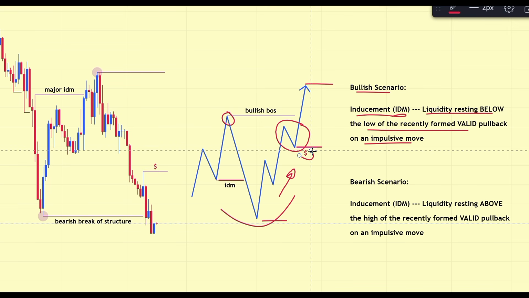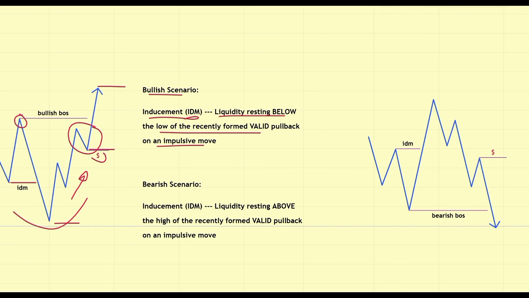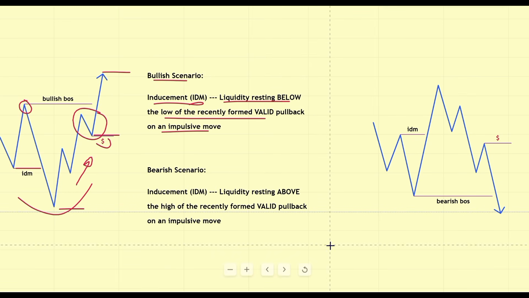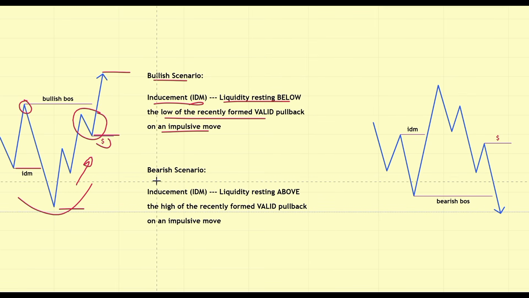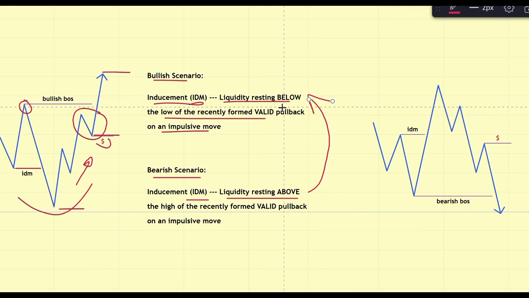So now the real question is, is that a major inducement or a minor inducement? Stick with me because I'll be explaining that later in this video. So what about in a bearish scenario? Alright, in a bearish scenario, it's literally the opposite of what I have discussed in a bullish scenario. Right here, in a bearish scenario, inducement, abbreviated as IDM, is now the liquidity resting above. You can clearly see that this is the opposite of the bullish scenario. In the bullish scenario, it was below. In a bearish scenario, it's now above the high of the recently formed valid pullback on an impulsive move.